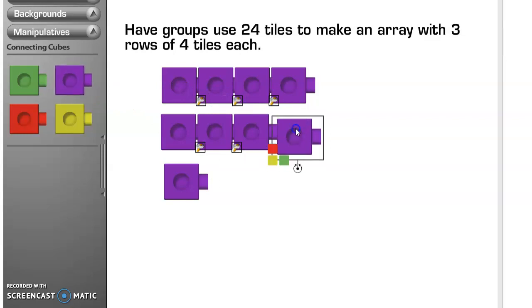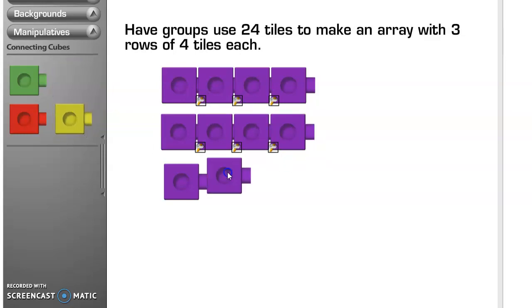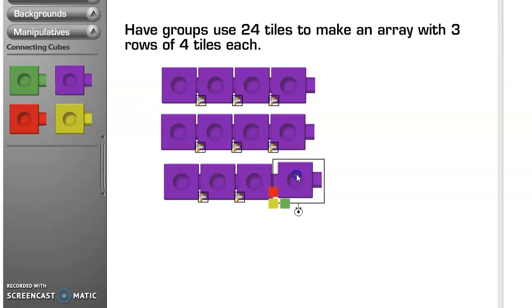So when I make this array, I have 3 groups of 4 tiles. So that equals 12. Well, I know I need 24, so that means I need 2 of these. So you can always use arrays to visually see multiplication.